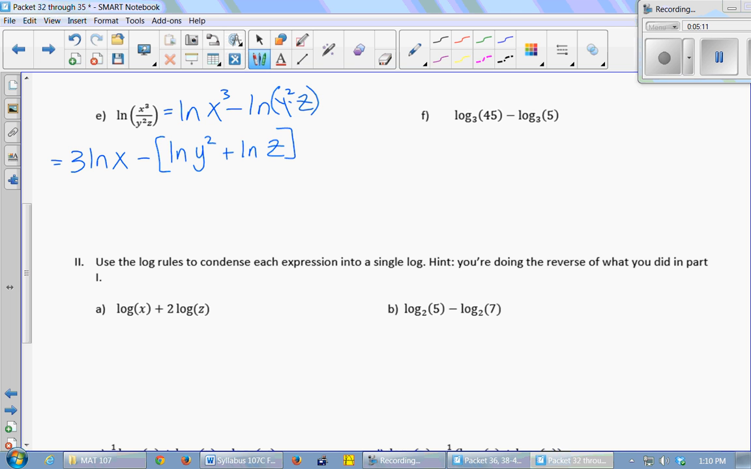So the parentheses is the key sticking point here, is that a lot of people might forget to put them. But ln y squared plus ln z is equal to ln y squared z. So I'm replacing this with this whole quantity. I need parentheses around it. Then I can bring the 2 down on the ln y squared, and I can distribute that minus. So I'd have 3 ln x minus 2 ln y minus ln z.